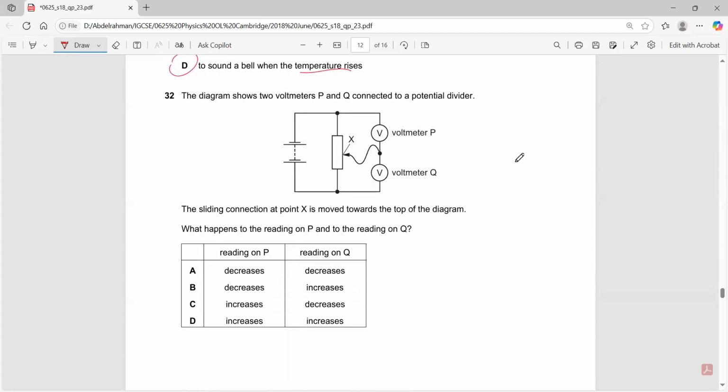You have 2 voltmeters. What happens to the reading on P and to the reading on Q when X is moved towards the top of the diagram? As X rises, the reading on Q increases and the reading on P decreases. Why? Because the arrow covers a greater portion of this resistor for Q and a lesser portion of the resistor for P. Q increases and P decreases.